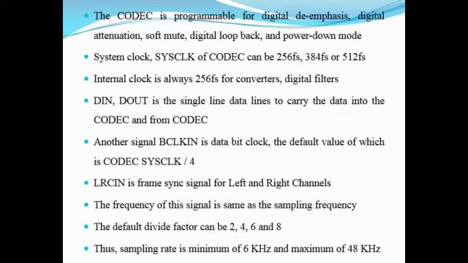The filters used here are low pass filters, which filter out the components that are not required during the process of conversion. So that is removed. D in and D out are the single line data lines to carry the data into a codec and from a codec. So we have two different data lines, D in and D out, which carry the data into the codec and from the codec.